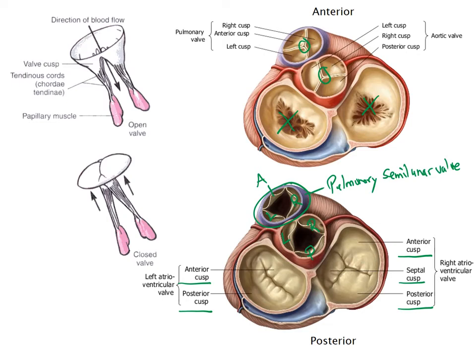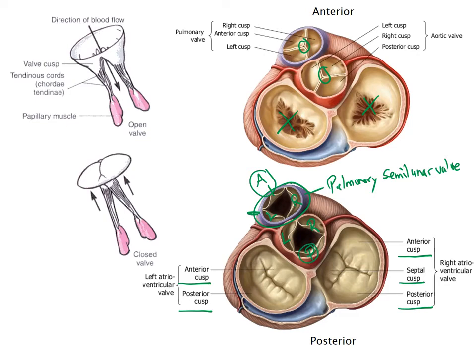I remember that the anterior cusp is associated with the pulmonary semilunar valve because the pulmonary trunk is positioned anterior to the aorta. Or you can think of the aorta as being positioned posterior to the pulmonary trunk, therefore it has a posterior cusp.